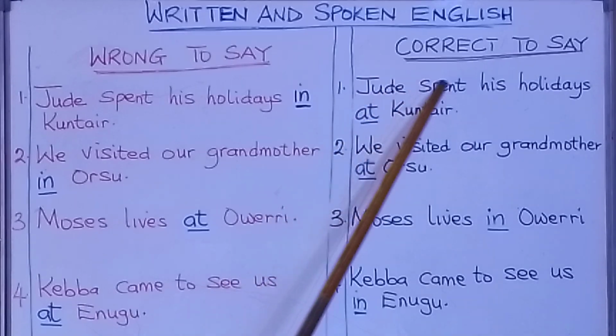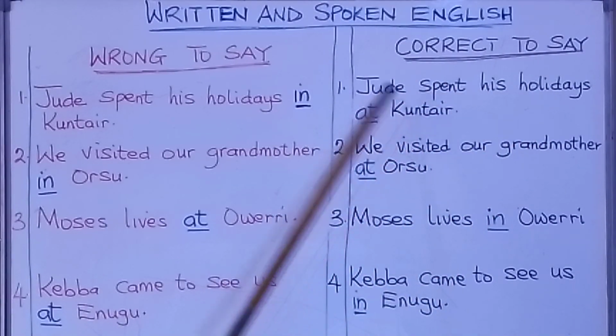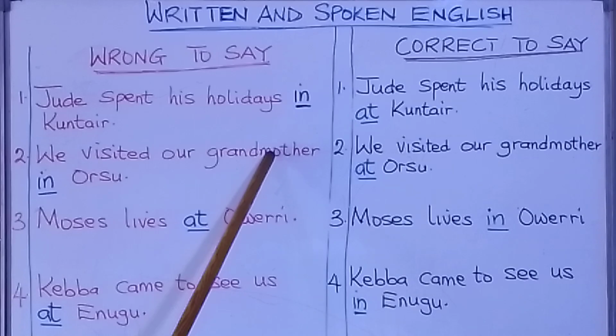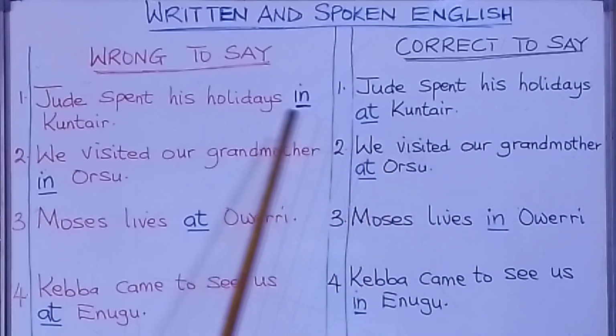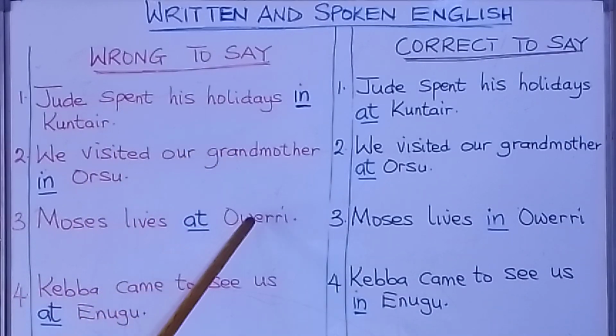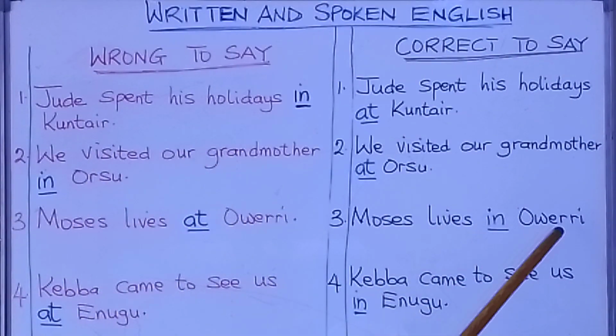No, say Jude spent his holidays at Kutaya. Wrong to say we visited our grandmother in Osun. No, say we visited our grandmother at Osun. Wrong to say Moses lives at Owerri. No, say Moses lives in Owerri. Wrong to say Keba came to see us at Enugu. No, say Keba came to see us in Enugu. And that is that on this session of the use of in and at in English grammar.